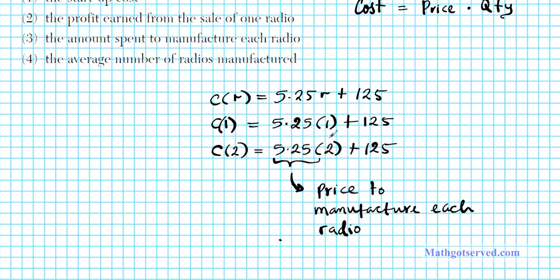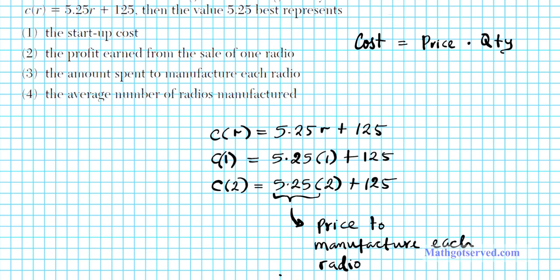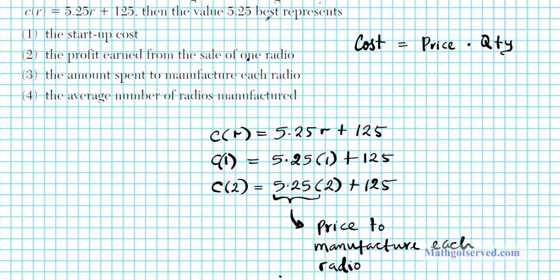All right, so let's look at the options right here. 5.25 represents the unit price, or the amount to manufacture each radio. Let's see which one matches that description. Startup cost, the profit earned, the amount spent to manufacture each radio, the average number of radios manufactured. So we can clearly see the answer is option 3, the amount spent, and price and amount are the same thing, to manufacture each radio.